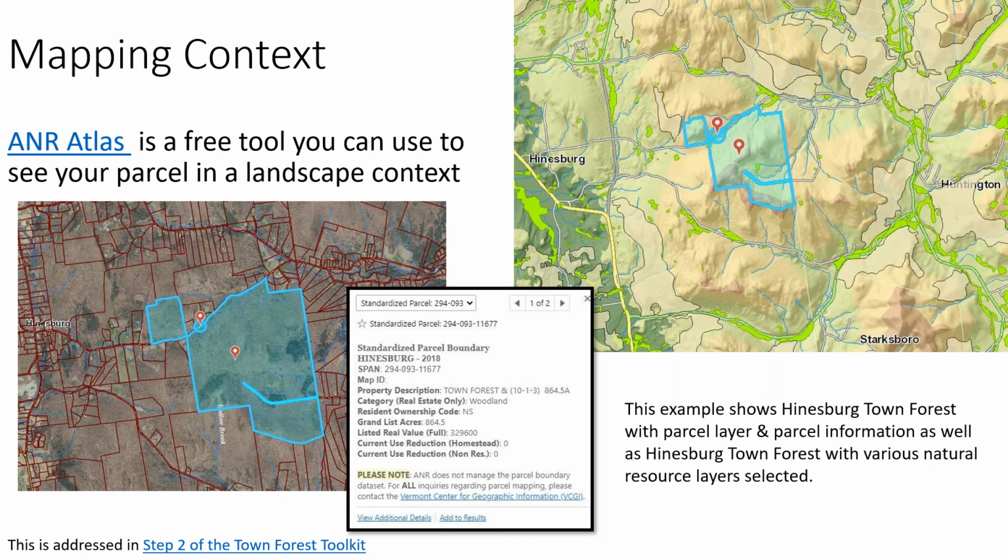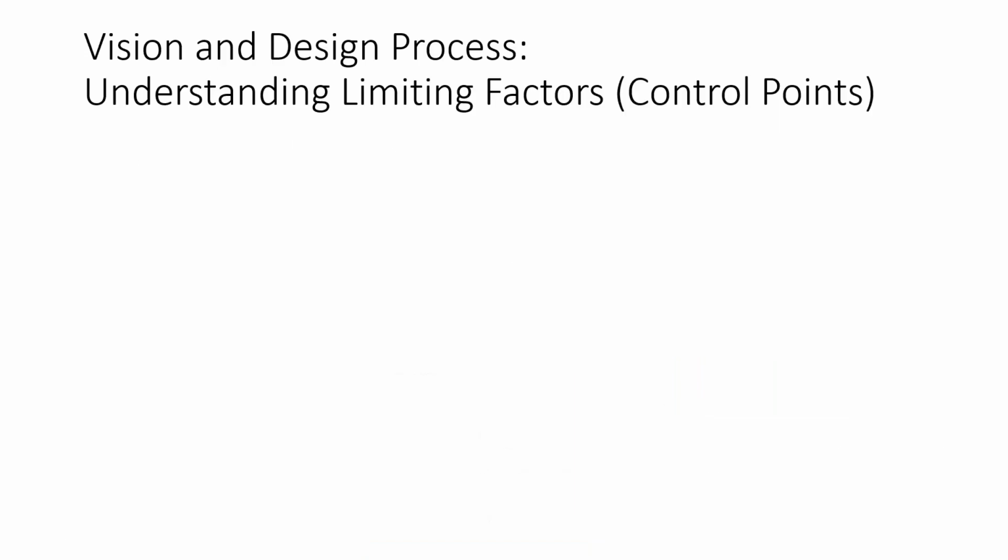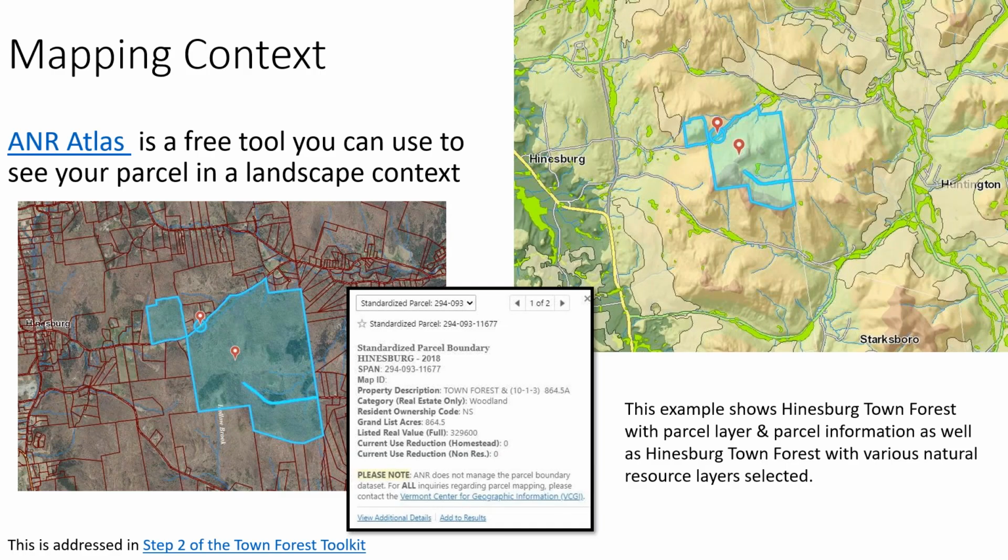And there is more information on exactly how to use this in step 2 of the Town Forest Toolkit, which I think Kate mentioned in the beginning that they'll be sending you a link to. So now Luke is gonna talk about the vision and design process once you've checked out your context. Sure, and I would add that the Atlas also has great information on where other public lands are surrounding your parcel. So if you're looking at connecting different parcels, that's a very helpful tool.